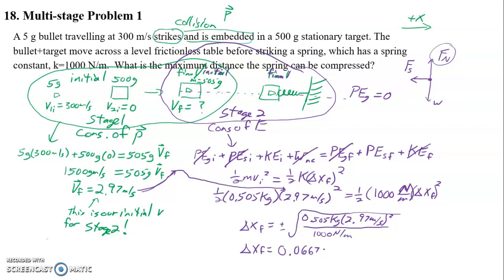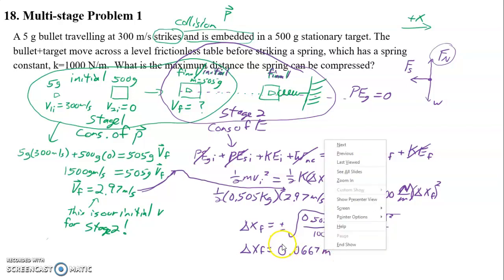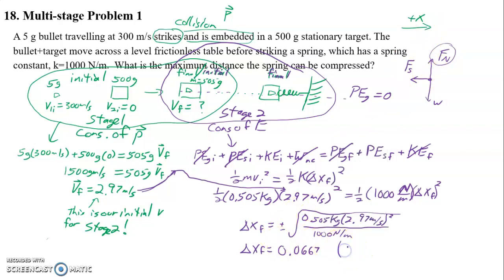0.0667 meters. I picked the positive root because the delta x is going to be to the right, and the right is our positive direction. And then we could also say that this is 6.67 centimeters. And that is our final answer.